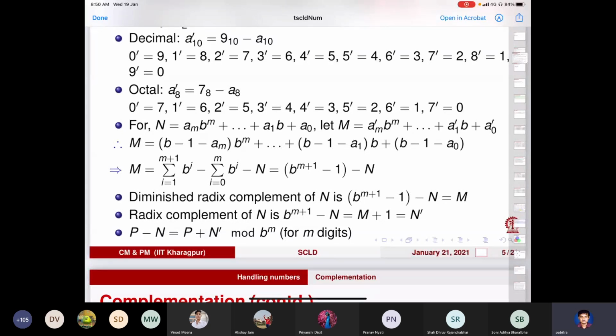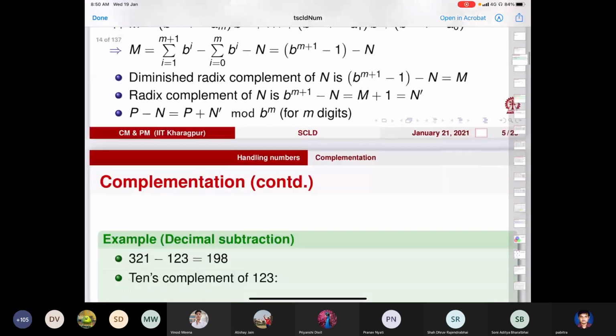Okay, so for binary, what is the base? Base is 2. So we give a special name. The diminished radix complement we call 1's complement, basically B minus 1, where B is the base. And the radix complement we call 2's complement. This is the special name I have given. The general names are diminished radix and radix. For binary, diminished radix would be called 1's complement, and radix complement would be called 2's complement.